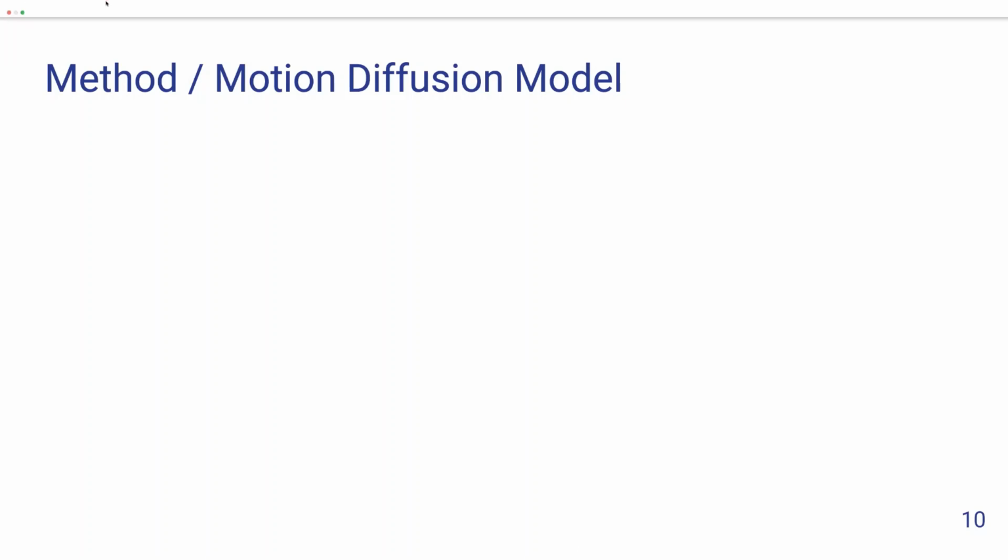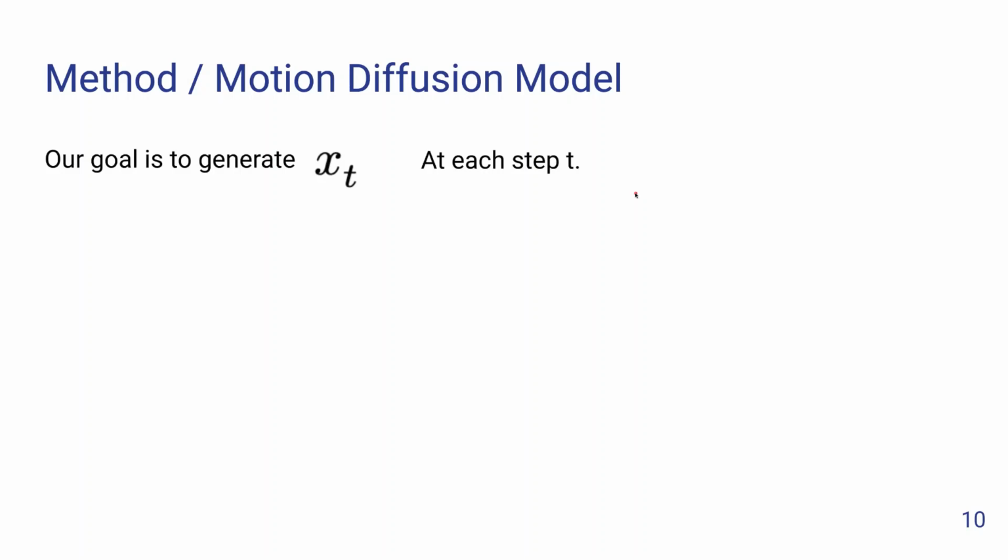I want to go ahead and start talking about the method behind a motion diffusion model. So our end goal is to generate x_t at each step t. This is very familiar if you know diffusion models. It's almost the exact same thing. We just want to generate each version at the time step. However, this notation doesn't actually work for our domain of motion, so we need to introduce a new kind of notation that represents something called frames. And we introduce that notation as a superscript up here.